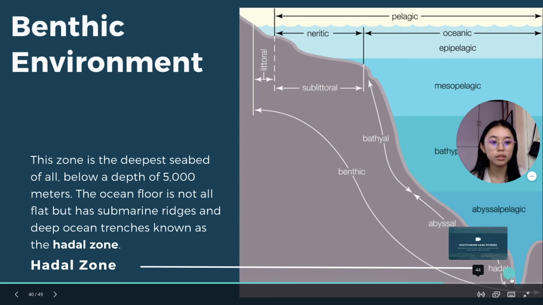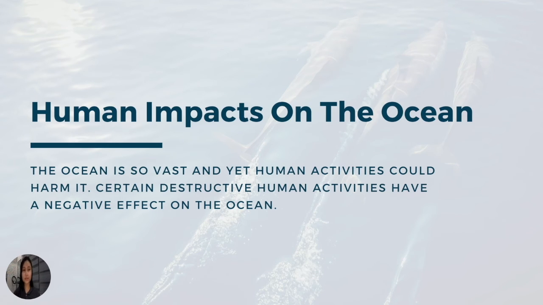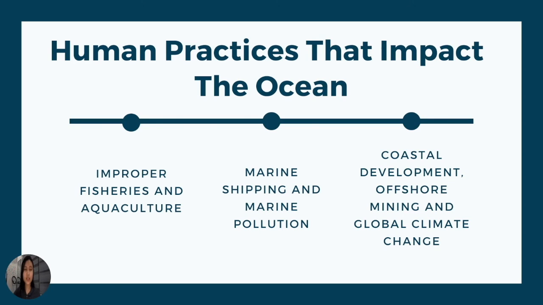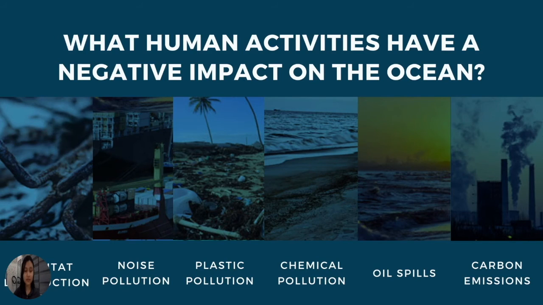So, human impacts on the ocean. The ocean is so vast, yet human activities could still harm it. Certain destructive human activities have a negative effect on the ocean. Human practices that impact the ocean: improper fisheries and aquaculture, marine shipping and marine pollution, coastal development, offshore mining, and global climate change all contribute to the degradation of marine environments.